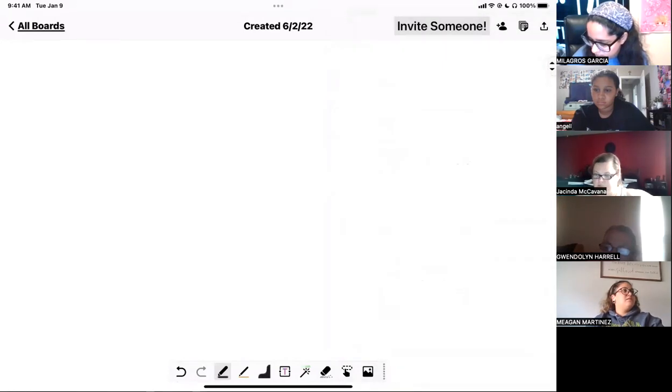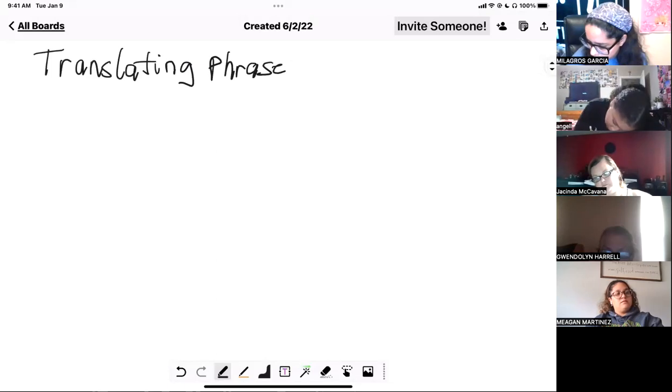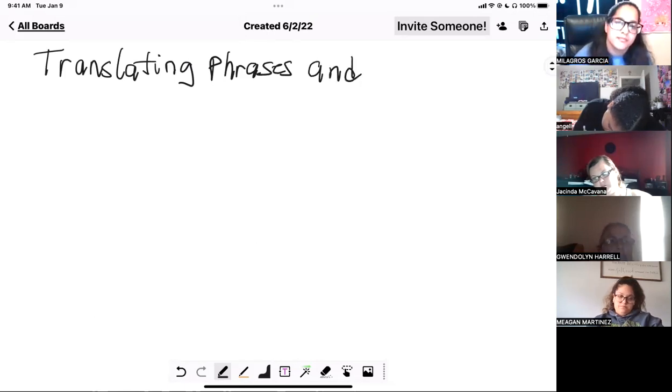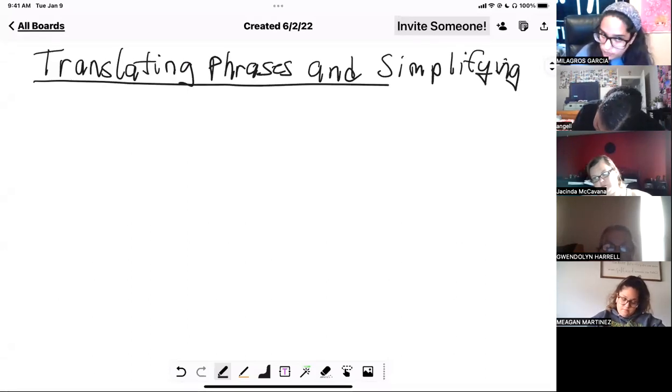Okay, so we're going back to something: translating phrases, and then simplifying and putting it together. The more we practice these, the better you're going to get, and they're going to be so easy eventually.